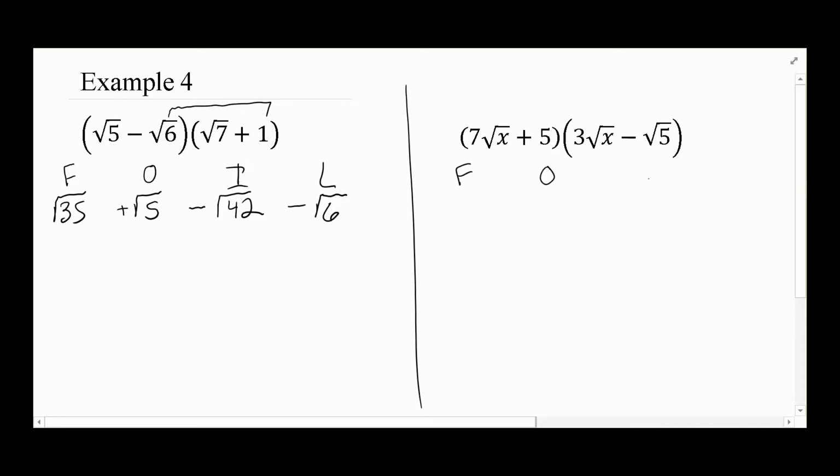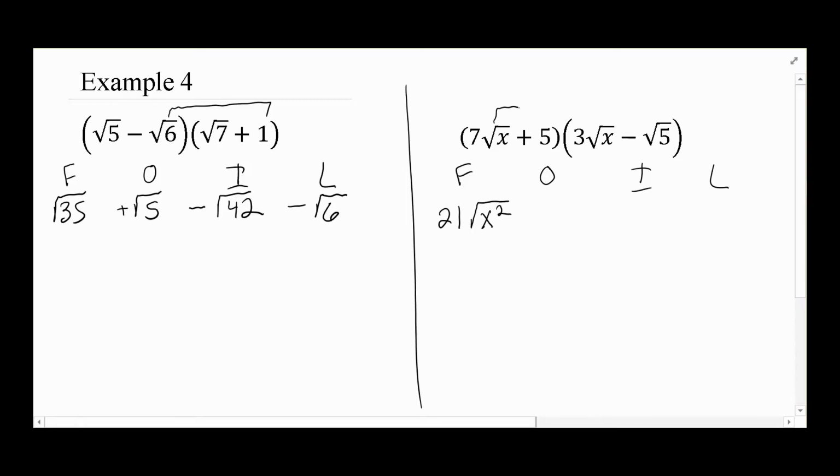The second problem here. Now we can again look at this as a FOIL problem. For our F in this case, let's multiply the things outside the radical. 7 times 3 is 21. Then we'll multiply the radicals together. Root x times root x would get me root x squared. That's the F part of FOIL.